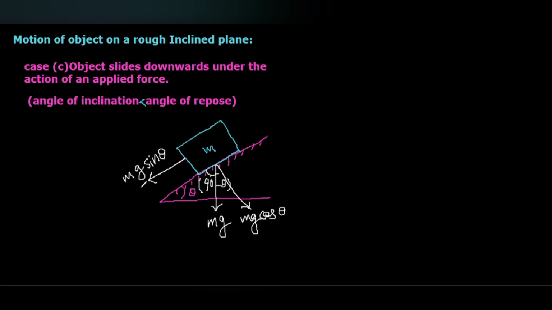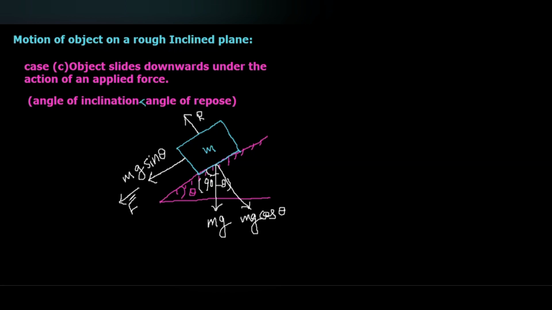Okay. So we are going to apply an additional external force to the object in the downward direction. So now the object moves downward. And here, the mg cos theta is the vertical downward force exerted by the object on the surface. So the equal and opposite force is the normal reaction exerted by the surface on the object.